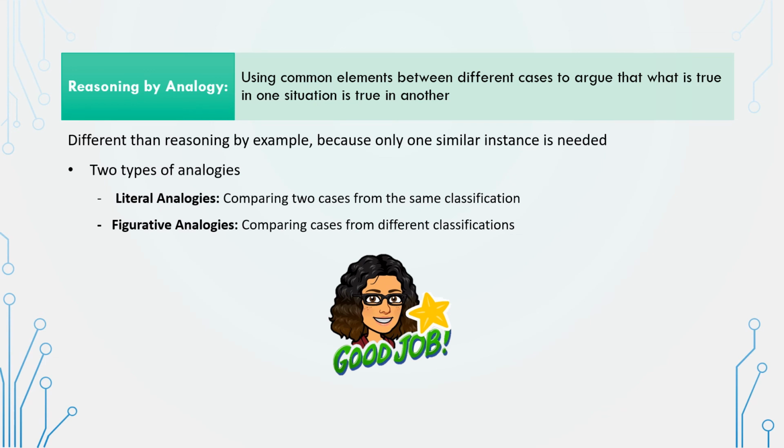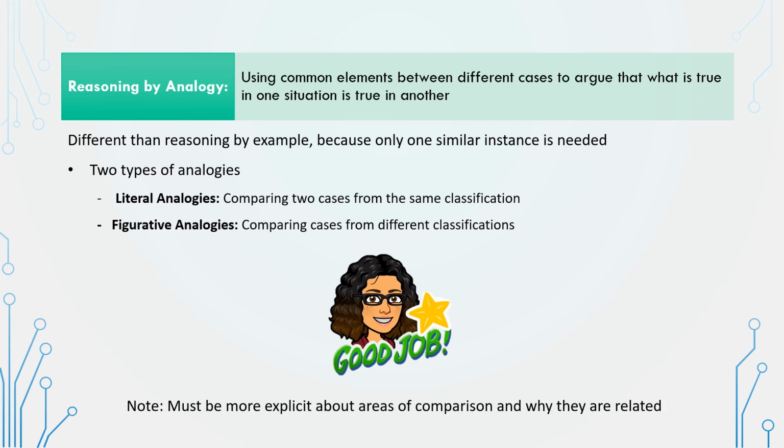However, if you were looking for your own courses next semester and said, I liked instructor A in COM 1100, I bet she'd be a great computer science instructor too. This would be a figurative analogy because COM 1100 and computer science are not the same thing. While you could argue that giving examples, allowing class time for questions, sending reminders, and answering emails in a timely manner are something you'd like in a computer science instructor, this doesn't mean that I'd be able to teach the content. This is where it's important to note that when using figurative analogies, you must be more explicit about areas of comparison and why they are related in order to make a strong argument.